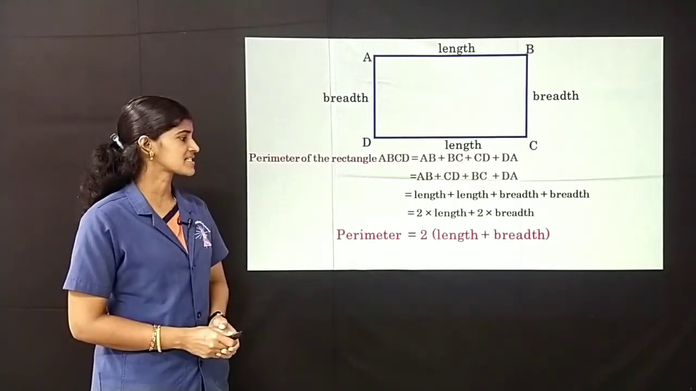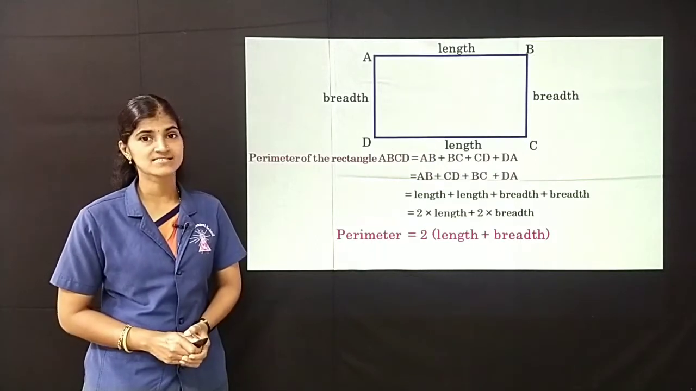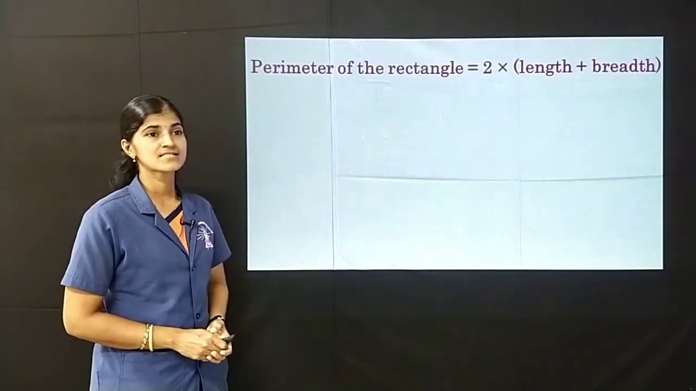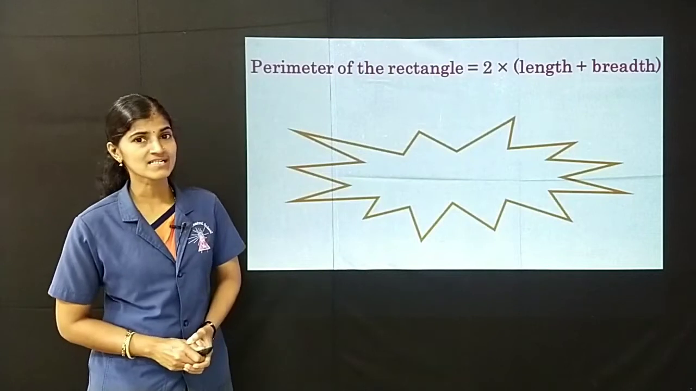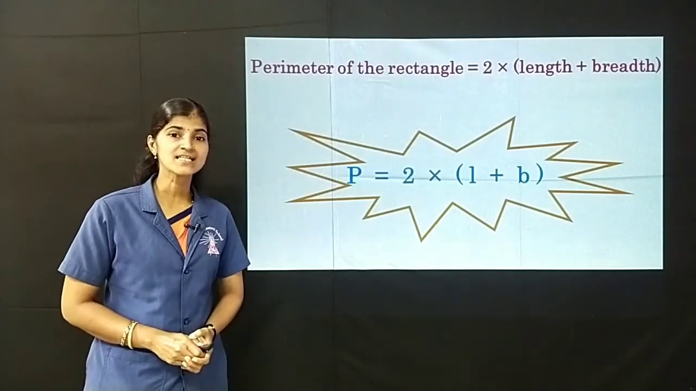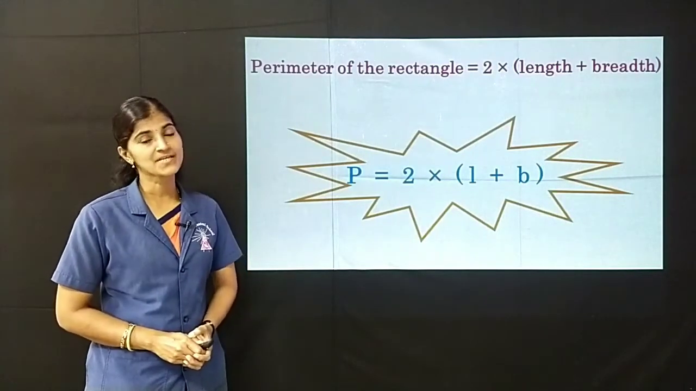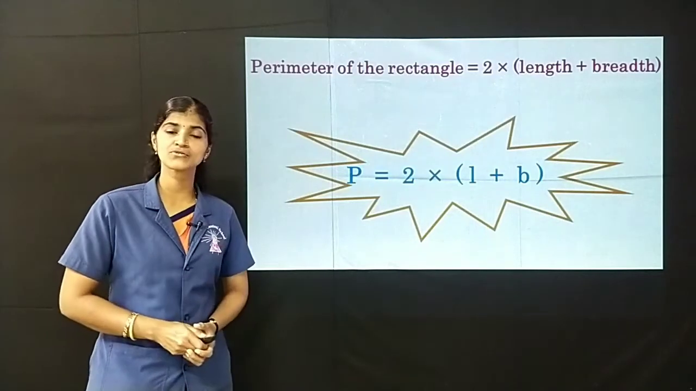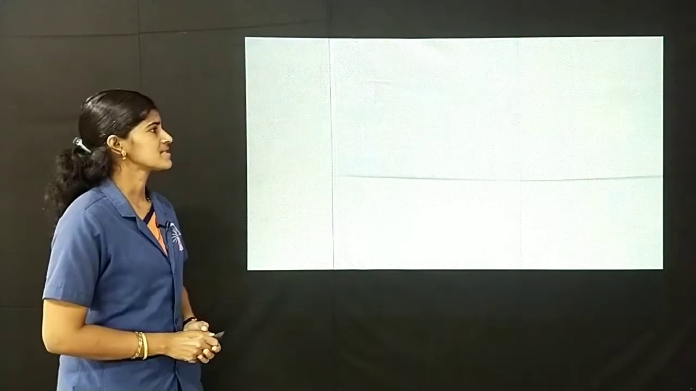So that we can write in short, that is 2 into length plus breadth. So perimeter we can write as 2 into length plus breadth, or in short form P is equal to 2 into L plus B. L means length and B means breadth. Very important formula. So we are going to use this formula to solve the problems.